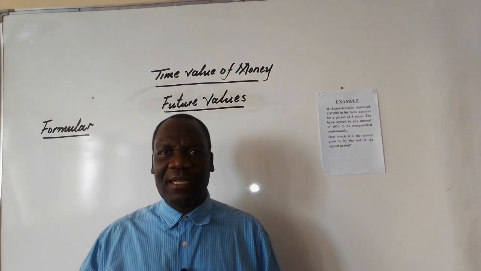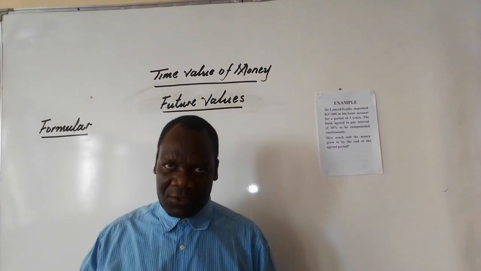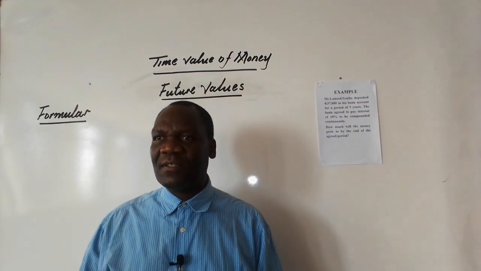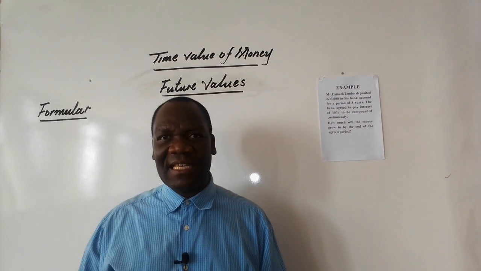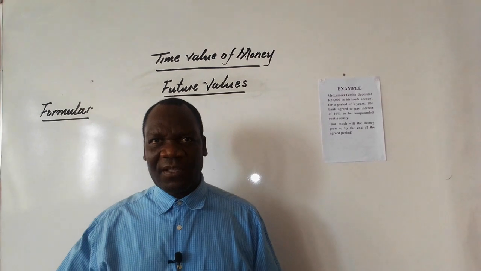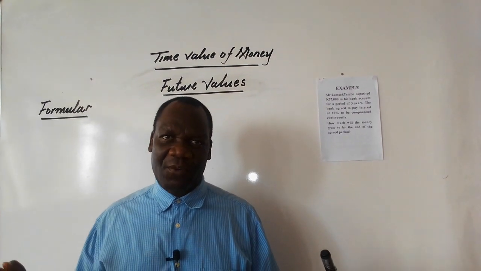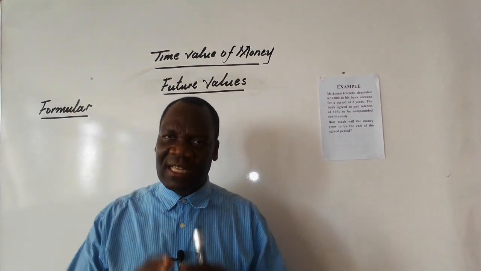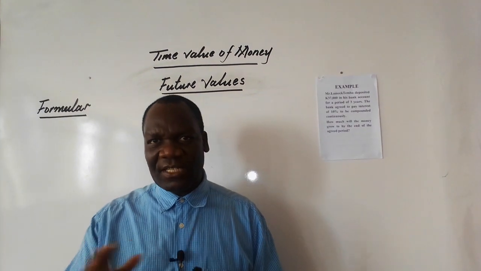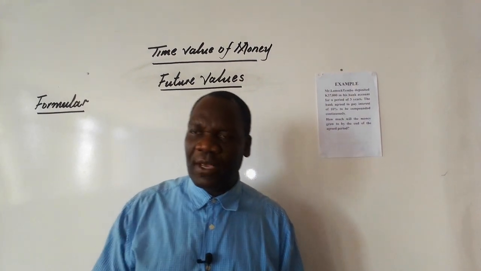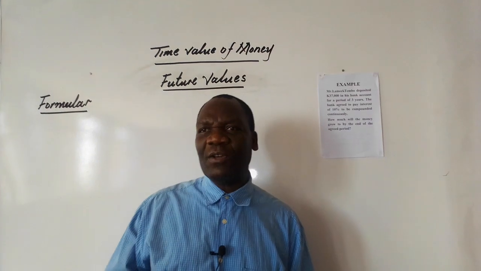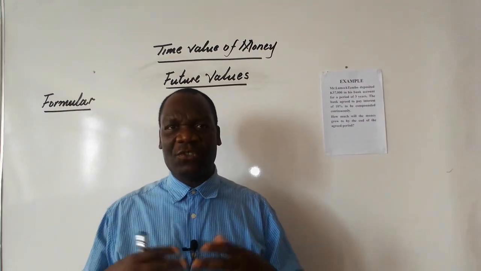Now we want to look at the future values where compound interest is continuous. There is no period given. We are compounding the interest continuously. So to help you understand better, we are going to look at a question and solve it together.